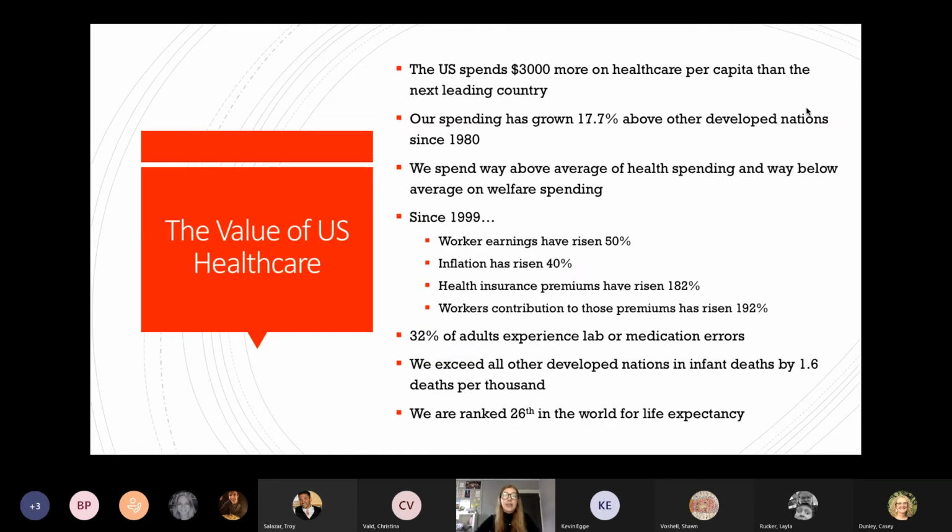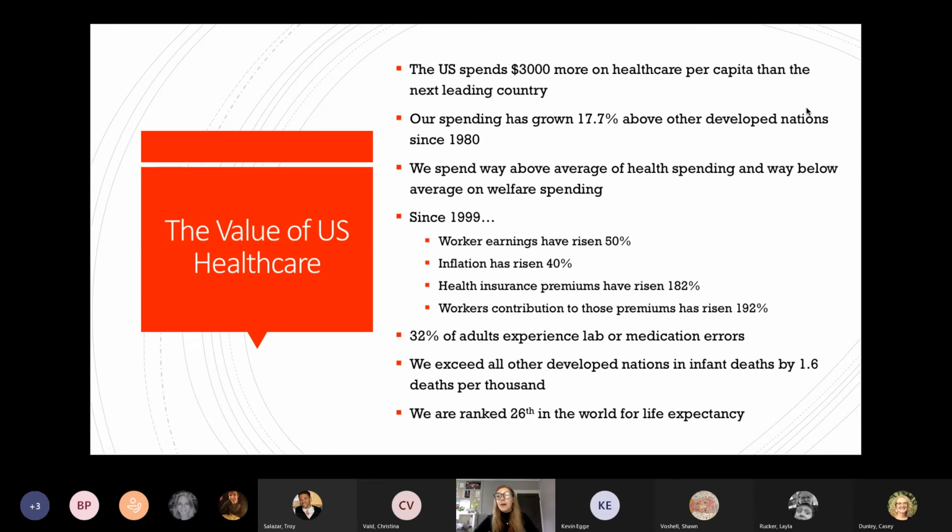And then you have to look at the value of US healthcare. So we spend $3,000 more on healthcare per capita than the next leading country. We spend about $8,000 per capita on health spending. Our health spending has grown 17.7% above all other developed nations since 1980. So in 1980, we and the other developed nations all sat at the same place. And since then, these other developed nations have grown linearly in their health spending, while we have grown exponentially. And we've just grown that much more in our spending.